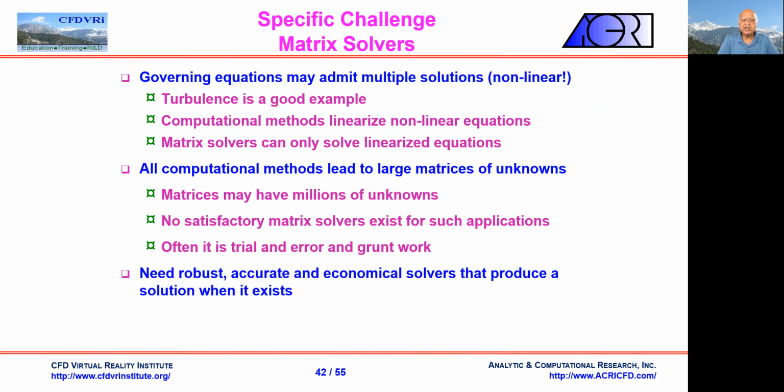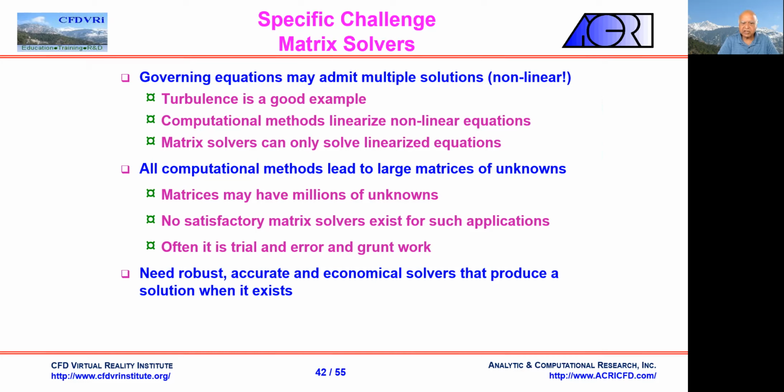Let's take another solver, that of matrix solvers. The governing equations, the way we solve them, admit multiple solutions. Turbulence is a good example. Computational methods linearize the nonlinear problems. They cannot solve nonlinear problems, so we linearize them. Matrix solvers can only solve linearized equations. So all these methods lead to large matrices with a large number of unknowns. They may have millions of unknowns and millions and trillions of computations involved. No satisfactory matrix solver exists for such applications.